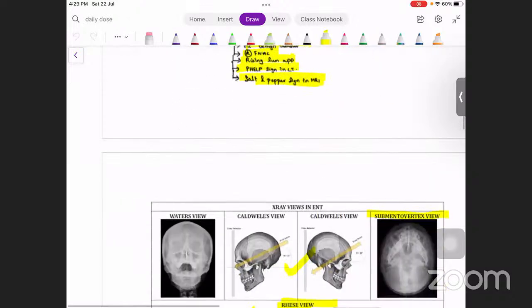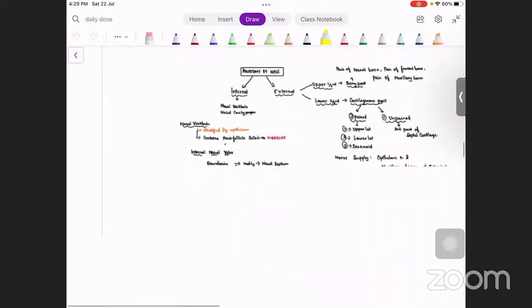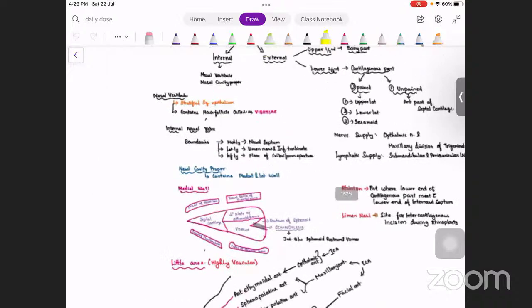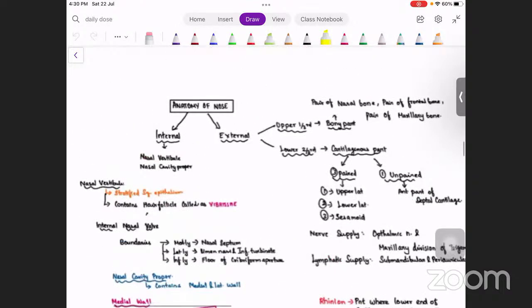Now we move on to the nose. So speaking about the nose, we are having anatomy of your nose. We are having an internal and external nose. Speaking about the internal nose, we are having a nasal vestibule and nasal cavity proper.